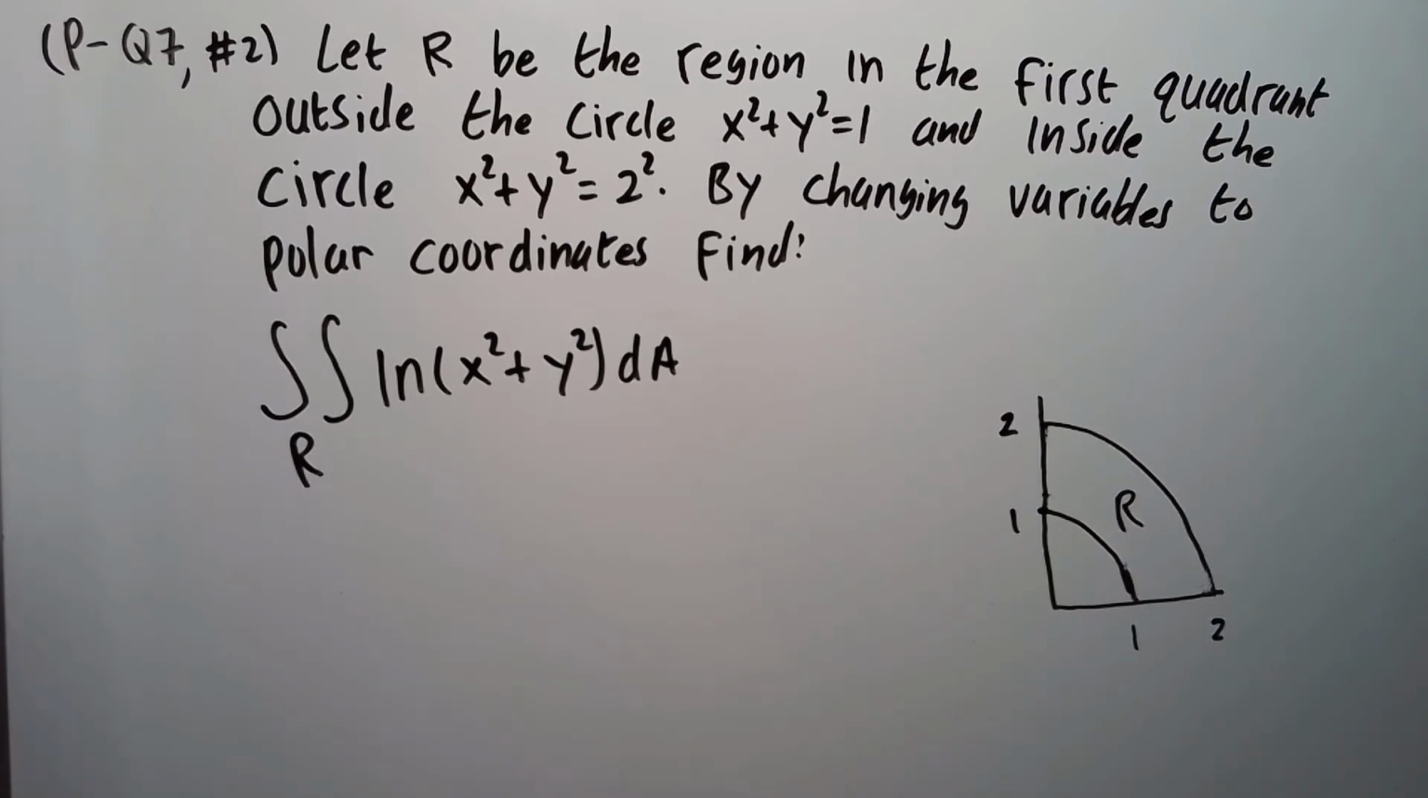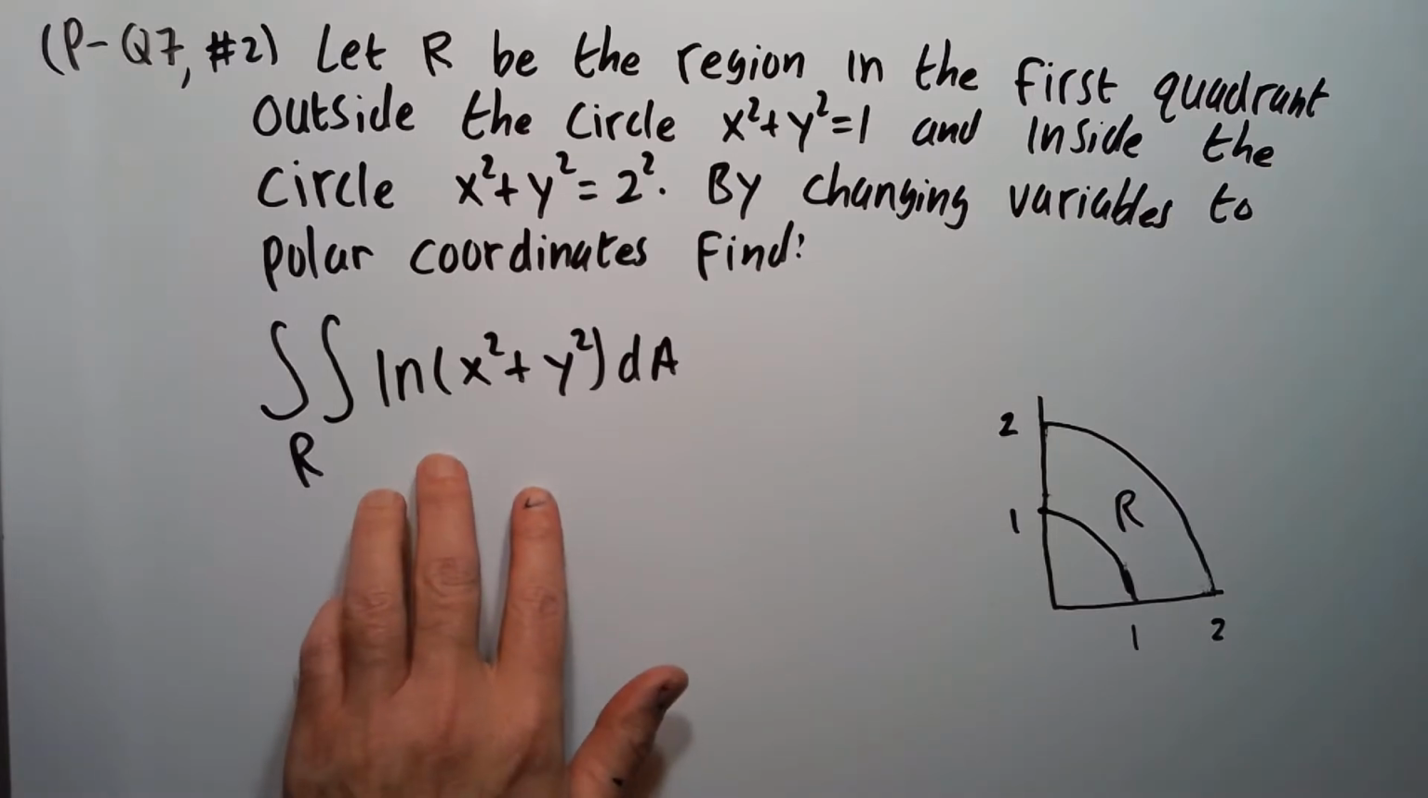Okay, so let's do practice quiz 7, number 2. It says let R be the region in the first quadrant outside the circle x squared plus y squared equals 1 and inside the circle x squared plus y squared equals 2 squared. By changing variables to polar coordinates, find this double integral here.